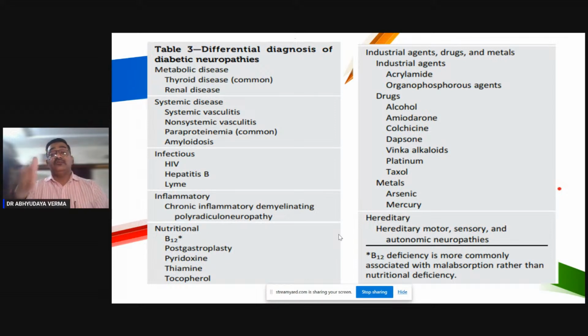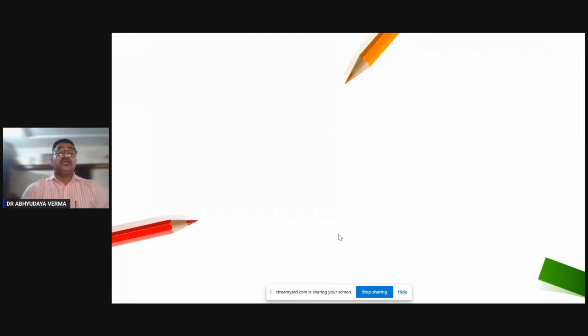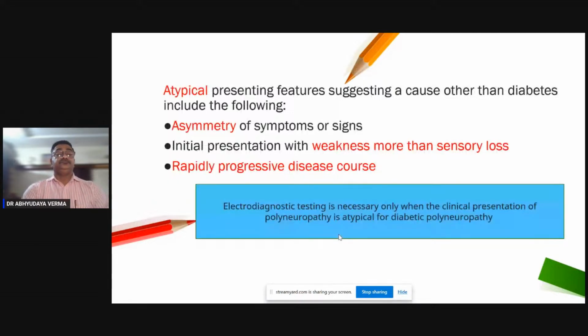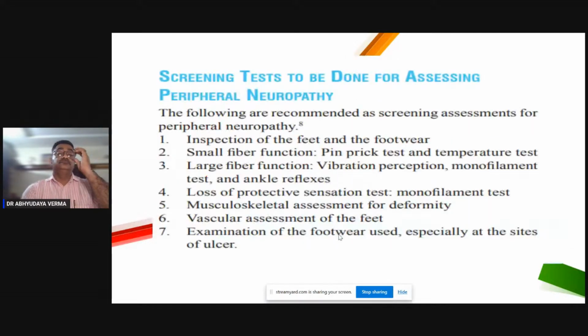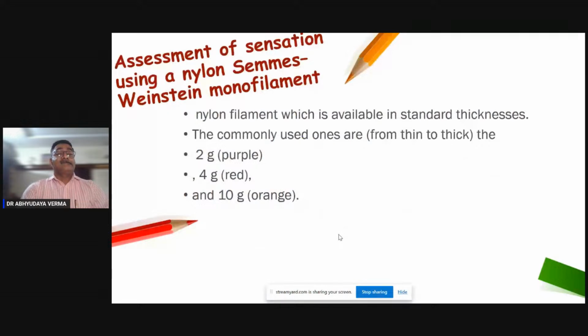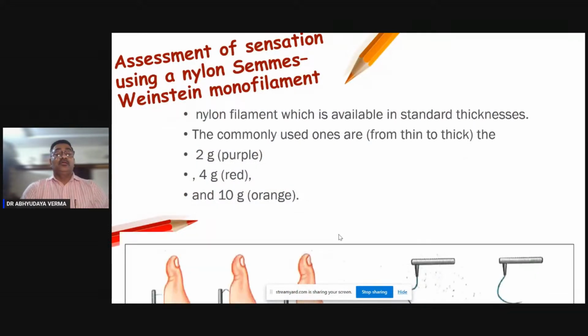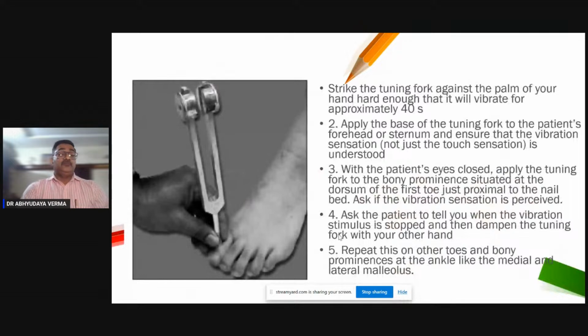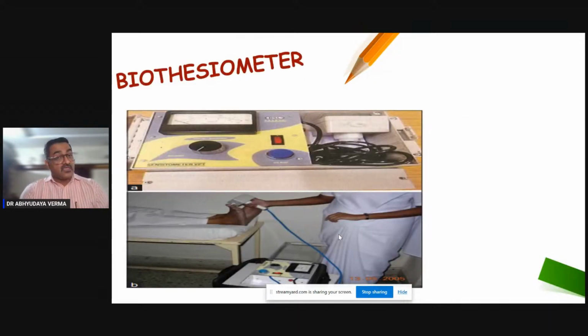So these are, as I have told, some of the differential diagnoses of diabetic neuropathies which we should keep in our mind before labeling somebody as having a diabetic neuropathy. So this is how we do the monofilament test, the tuning fork test. Then we have good machines also, like the biothesiometer, for this.